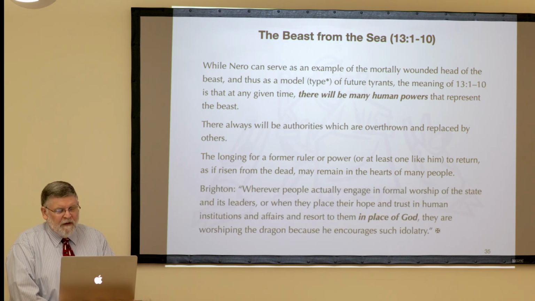This I quoted from Brighton: Whenever people actually engage in formal worship of the state and its leaders, or when they place their hope and trust in human institutions and affairs, and resort to them in the place of God, they are worshiping the dragon because he encourages such idolatry.